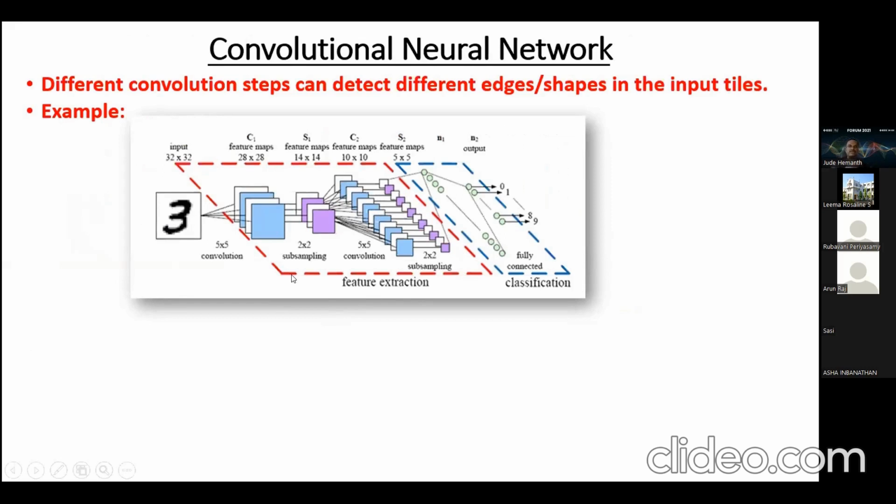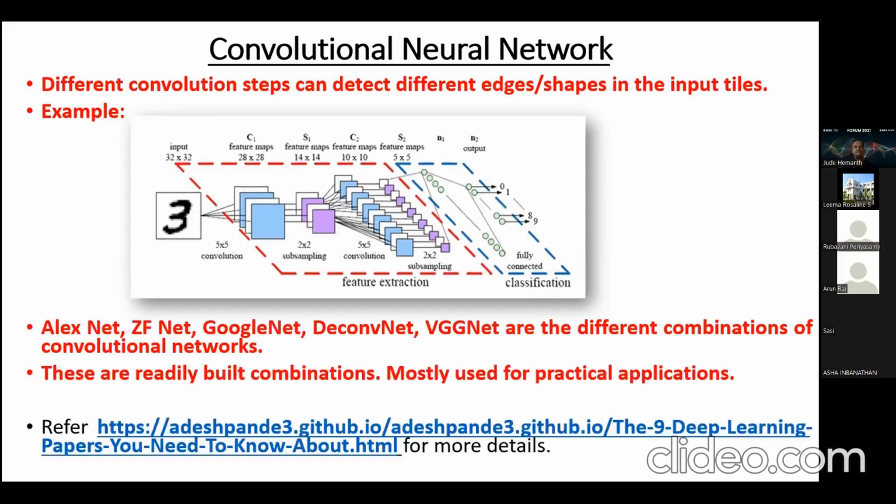Right? Who is doing this feature extraction? Not me. The system itself is doing the feature extraction. That's why it is more accurate. Once the features are extracted, I am coming back to my original method where I'm using an ANN for my classification. This is how a CNN is working.